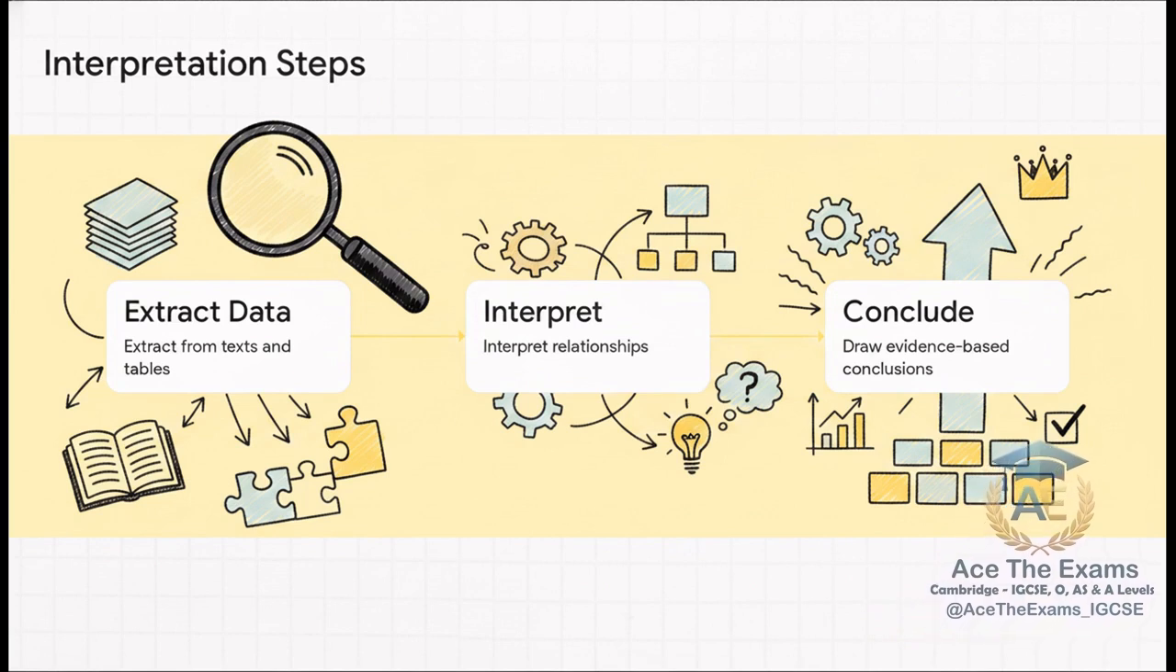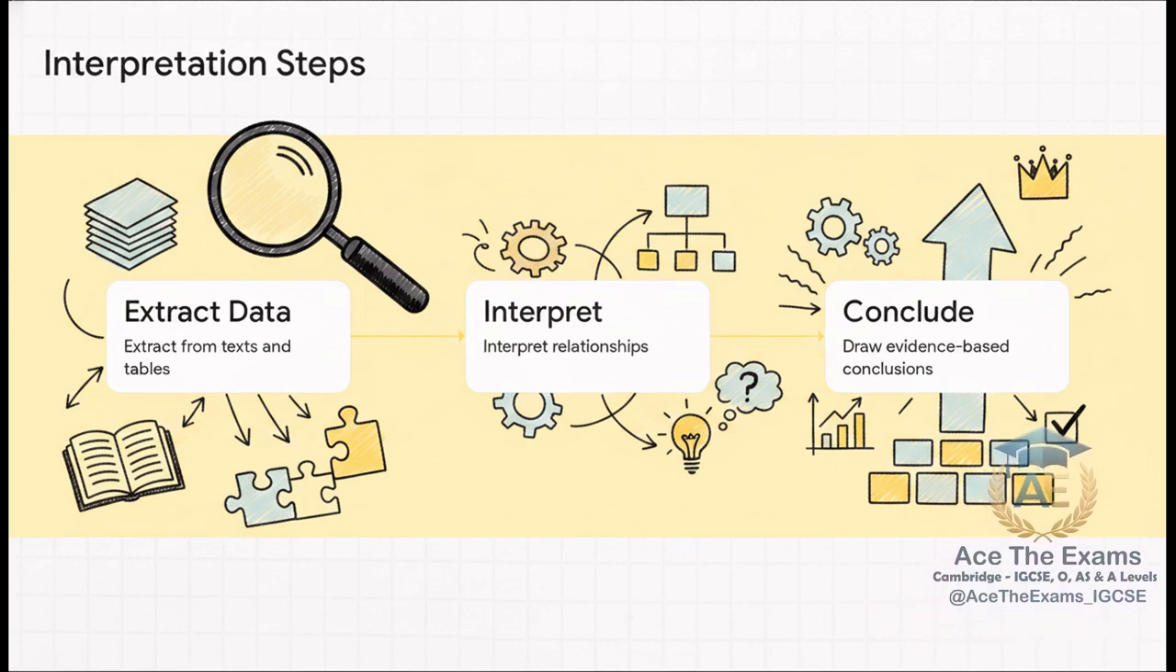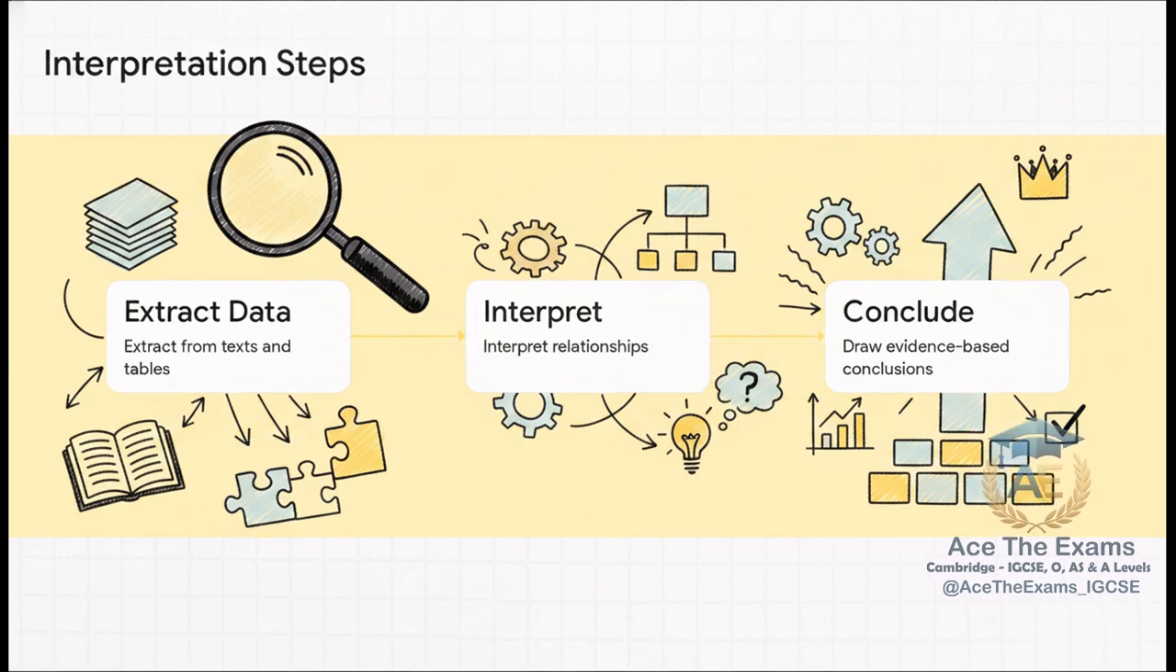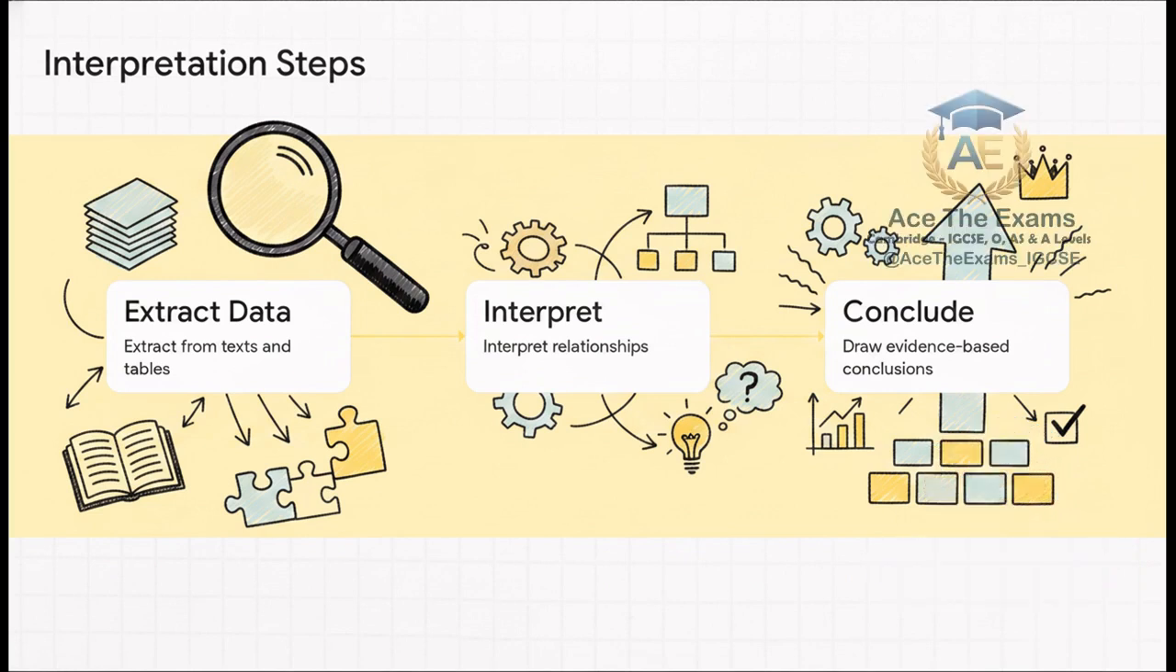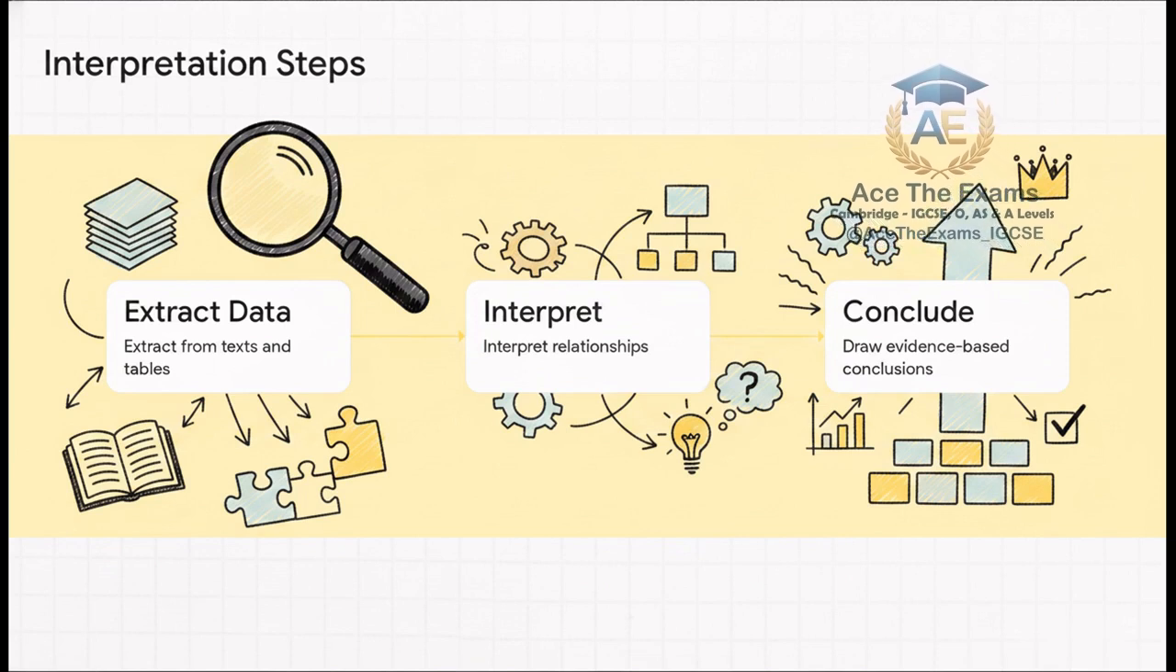All right, let's look at the 3 steps on screen. This perfectly mirrors the famous PEEL framework: point, evidence, explanation, link. First, you extract. Don't just skim the complex data chart. Pull specific data points out from the texts and tables provided. That's your evidence.